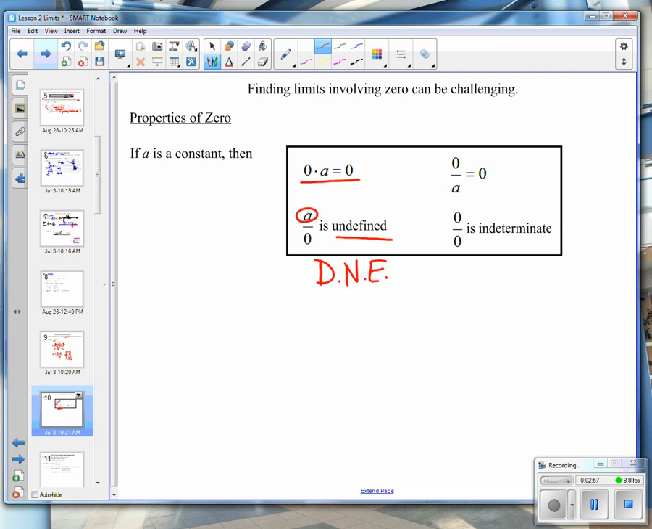The limit does exist if I've got 0 times something. Obviously my limit would just be equal to 0. Or 0 divided by something, again, can just be equal to 0. So 0 is a possible answer for a limit.